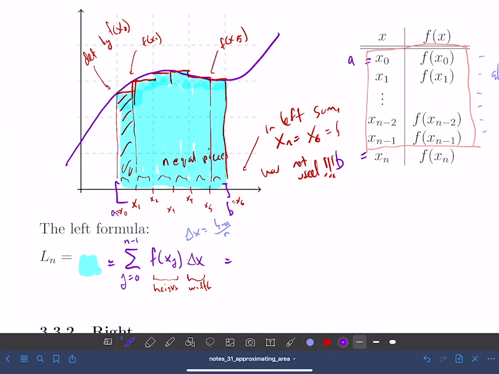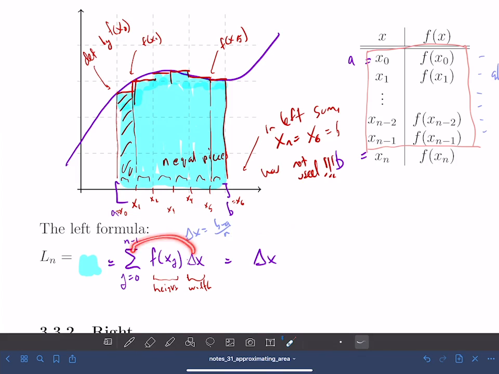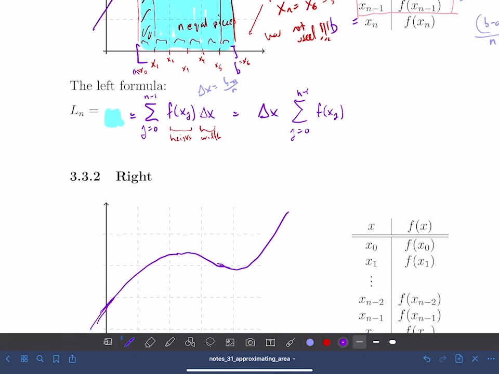Now, I'm going to pull that delta x to the front because it's multiplied by every single one of these and it's the same. It does not depend on j, which means I get to pull it to the front. So I'm going to write L sub n as delta x times the sum from j equals 0 to n minus 1 of f of x sub j. That's what I do.